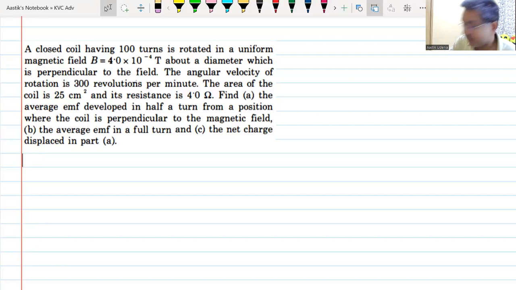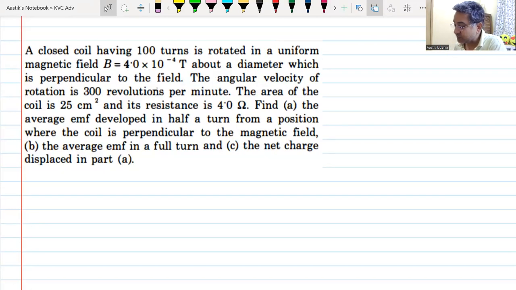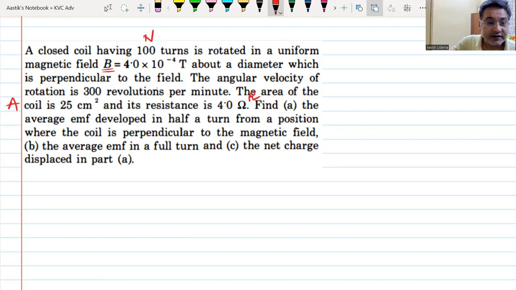Similar question. Again, I will try to convert this question from numerical to alphanumerical. The number of turns can be taken as N, magnetic field is B, the angular velocity is 300 revolutions per minute. You can call it 300 only. The area of the coil, you can take it as A. Resistance of the coil, you can take it as R. Let's see if you can do better things here. Find the average EMF developed in half a turn from a position where the coil is perpendicular to the magnetic field.